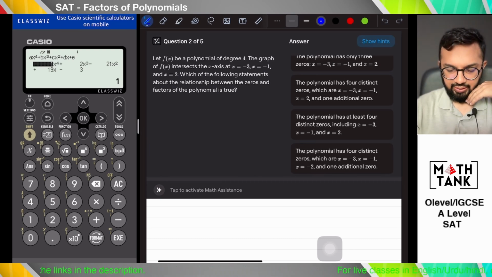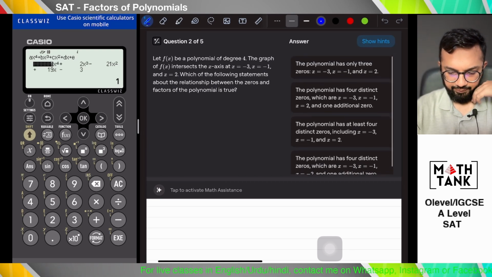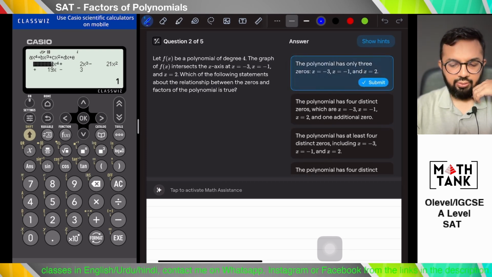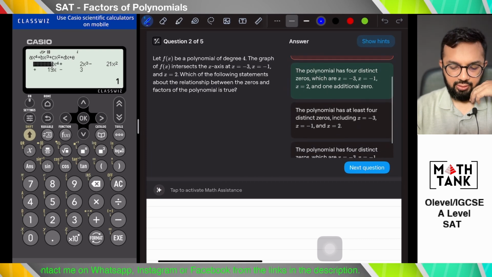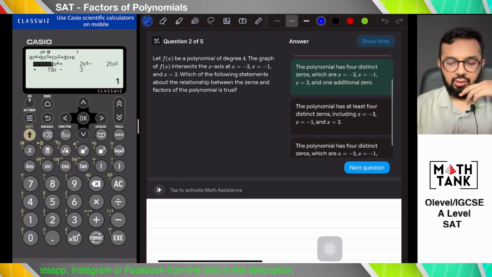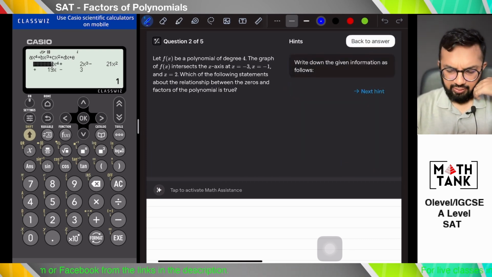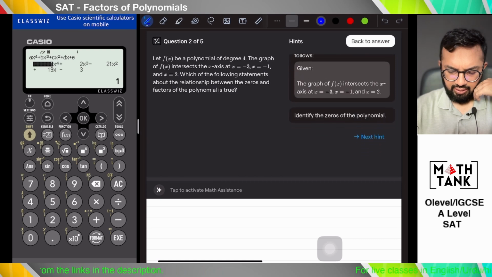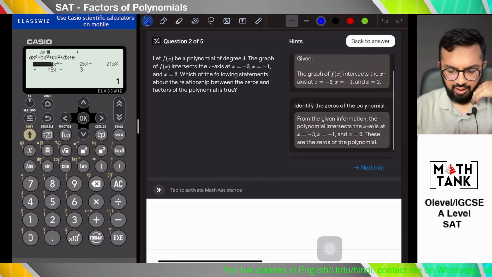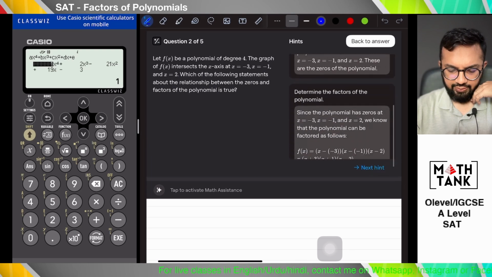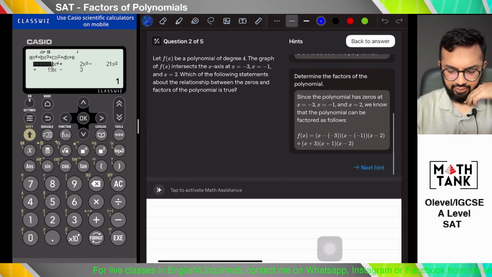Polynomial has at least 4 distinct 0s. It's not necessary to have 4 distinct 0s. That should be the correct answer, I think. No, it's not. See, it's again very unclear in terms of what the question is asking me. It's sort of an incomplete question. Yes, it's degree 4, so it should have 4 answers, but it's not necessary. You could have the same answer repeating twice.